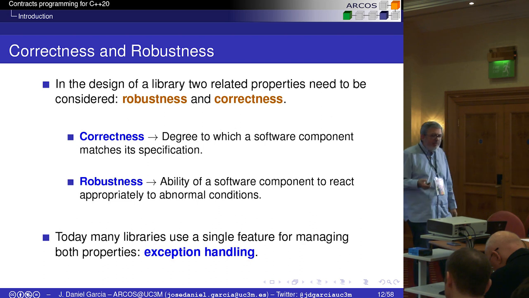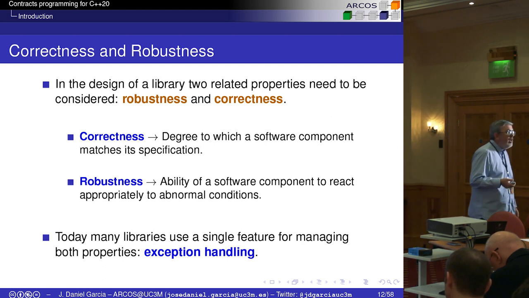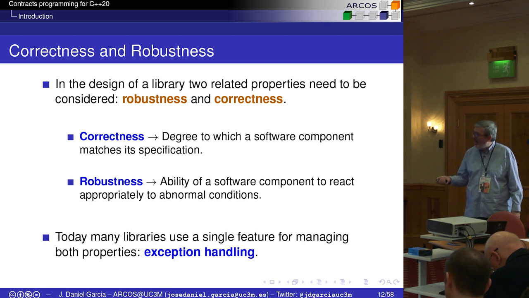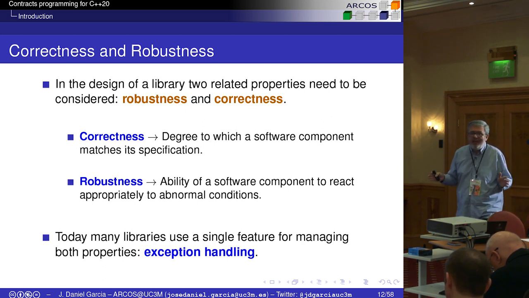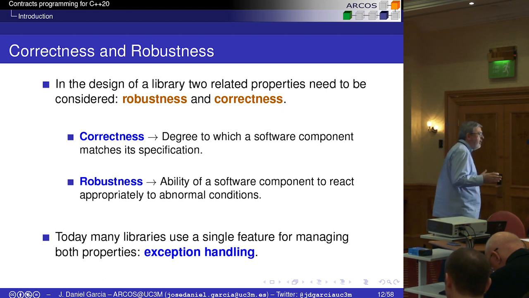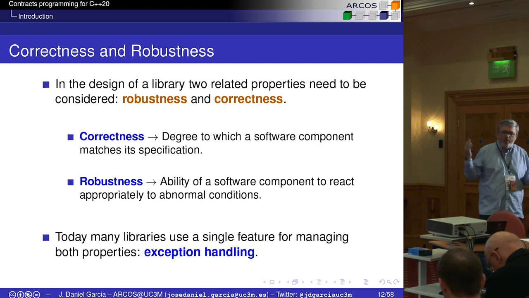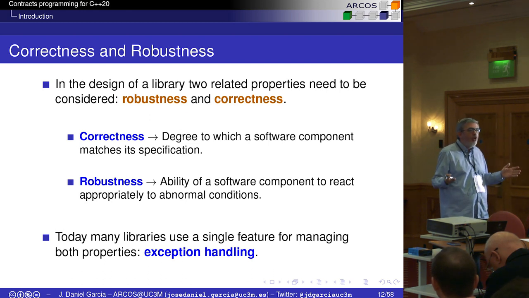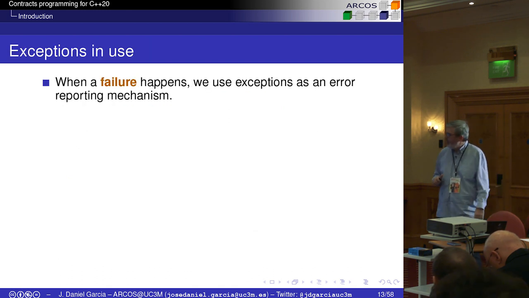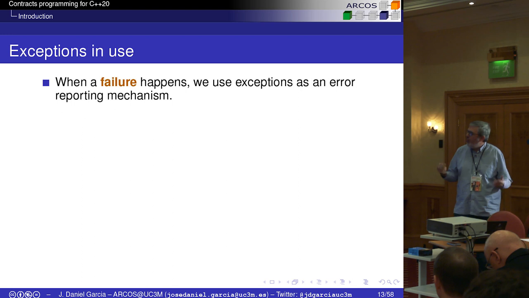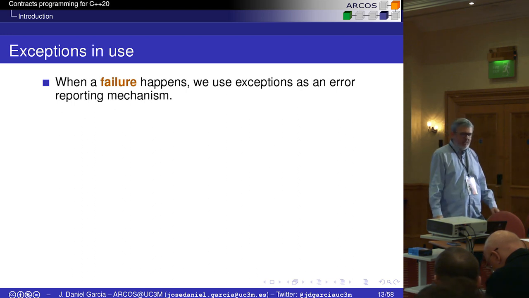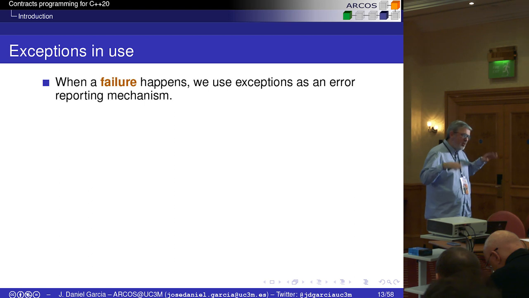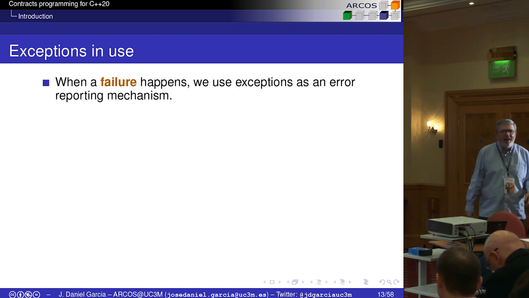The thing is that today, in many libraries, we use a single mechanism for handling both situations. We use exception handling for both, for correctness and robustness. I claim, and this is my personal view, that these two aspects of software should be handled independently because they are orthogonal properties of the software. So when a failure happens, we use exceptions as an error reporting mechanism. Okay, we have been doing that for a long time, and if you are not allowed to use exceptions, I'm sorry for you, but you can use other things.